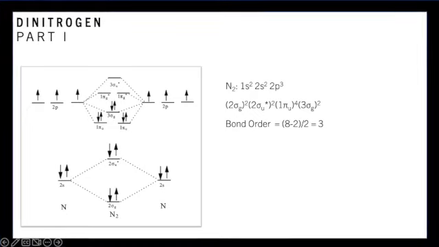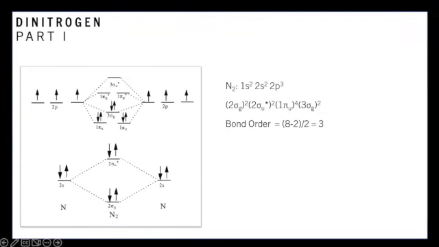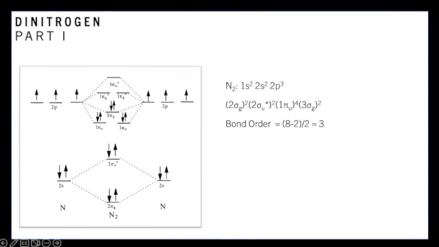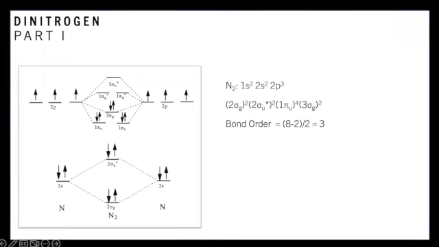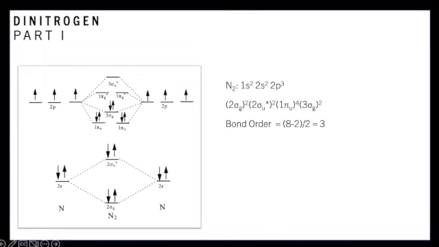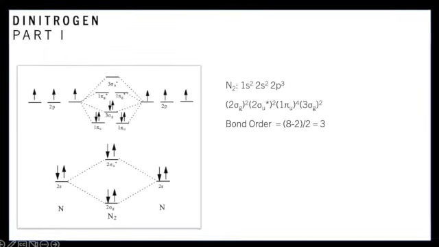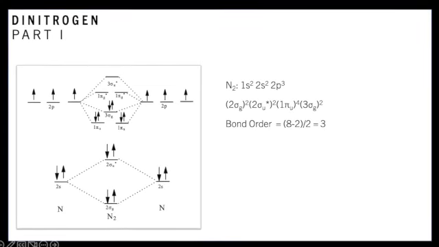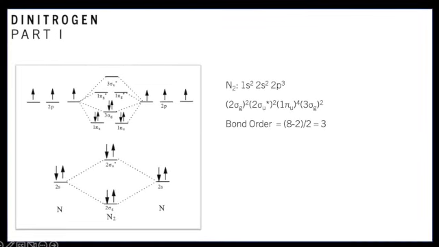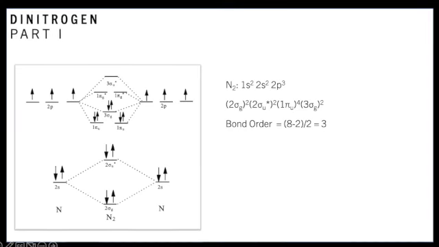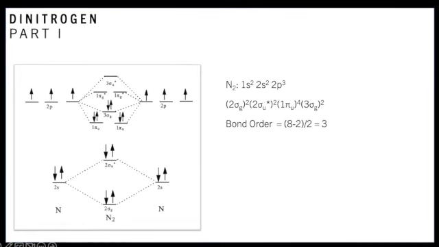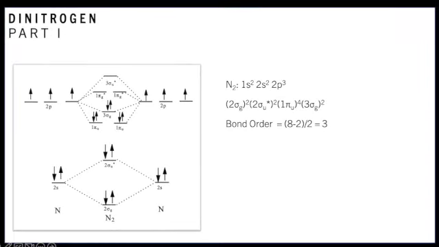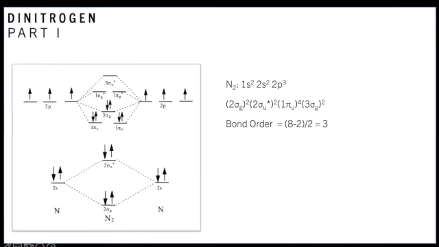Nitrogen has 5 valence electrons, as can be seen either side of the MO diagram here. We have 2 electrons in both 2s orbitals and 3 in both 2p orbitals. The 2s orbitals here are fully filled, whilst the 2p are both half filled. This gives us 10 electrons in total.